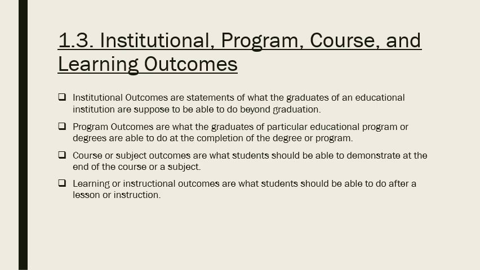The next one is the course. Don't be confused when we say course, it's not your course, meaning the program you belong to. So course here means the subject. Course or subject is just the same. So course or subject outcomes are what students should be able to demonstrate after the end of the course. Let's say you were taking a math class or a math subject.